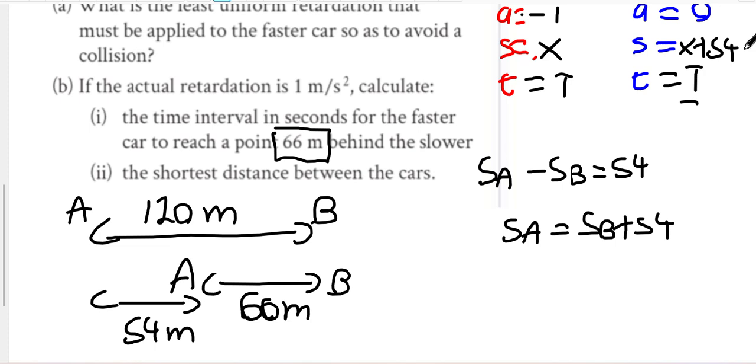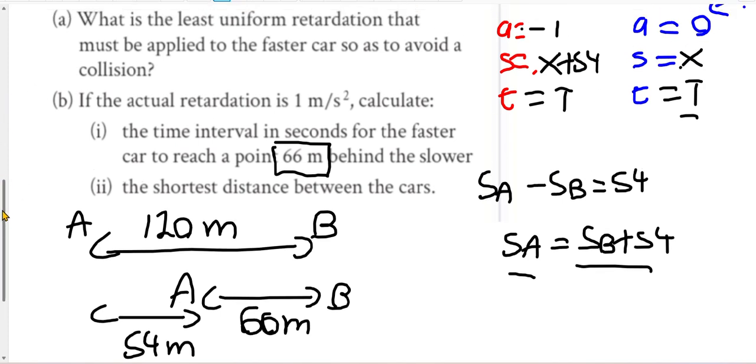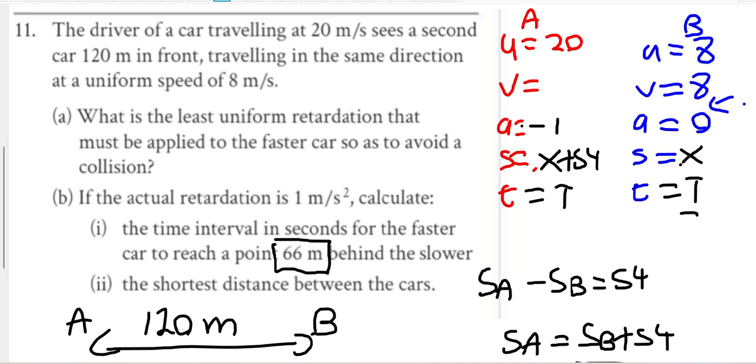Okay? Sorry, give me a second. My head's about to explode now. Yeah, thanks. Sorry, guys. The car that's catching has to travel the bigger distance. So SA is the second one plus 54. So that's X plus 54, and that's X. Thank you. Okay, need a software update. All right, guys, off you go. Try and finish that off now yourselves.